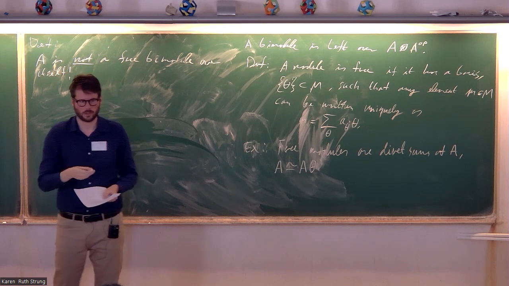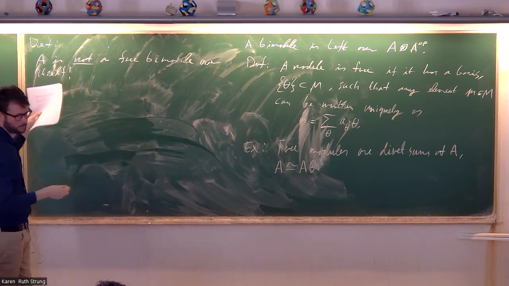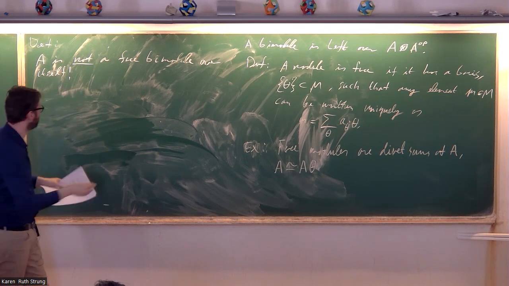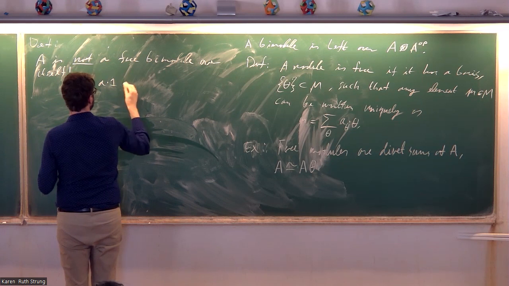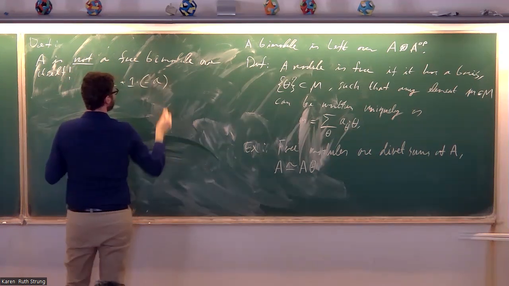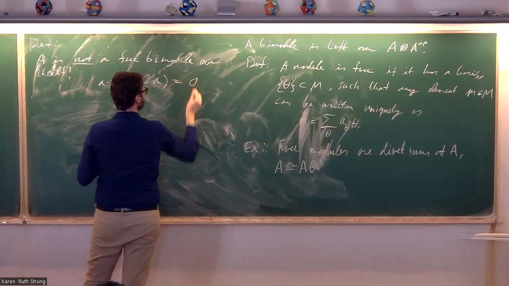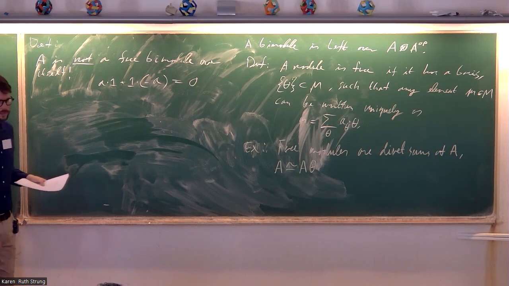Because freeness is more or less equivalent to having no non-trivial relations. And for A as a bimodule over itself, you have relations of the form this, which vanish, and this is a non-trivial relation for a bimodule. So instead, if you want a free bimodule over A, you should take the tensor product with itself.